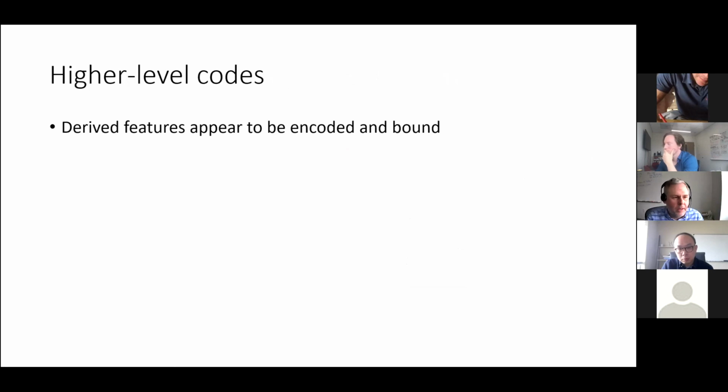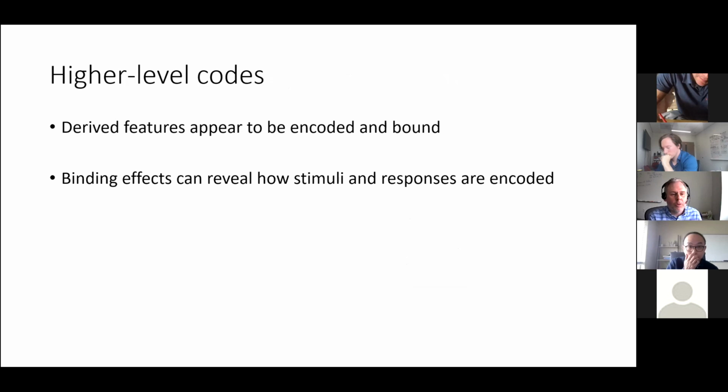Okay, so bottom line, derived features appear to be encoded and bound. We seem to be encoding what we do in terms of repeat and switch as much as the actual color and the actual response. And these binding effects can reveal how stimuli and responses are encoded. I think that's the power here: we can use these sequential effects, these binding effects, to understand how the brain is actually processing these individual trials and get a clue as to the underlying representation. And I thank you for your patience and your time.